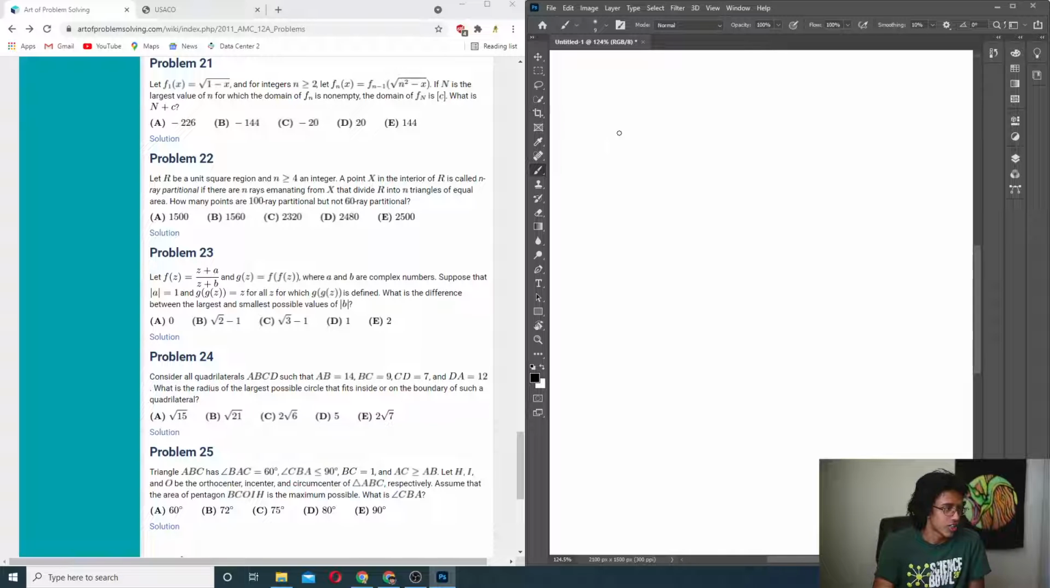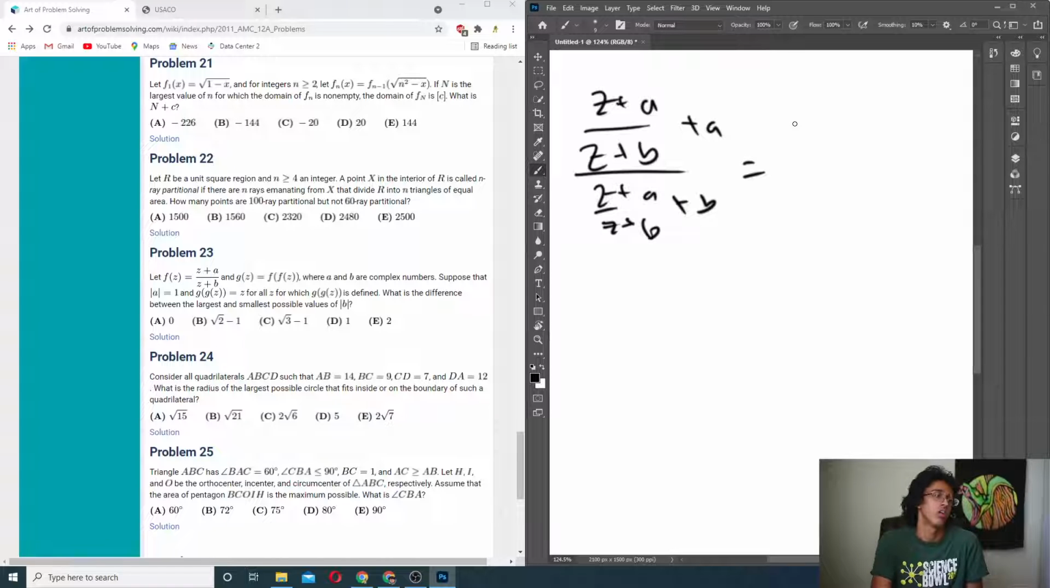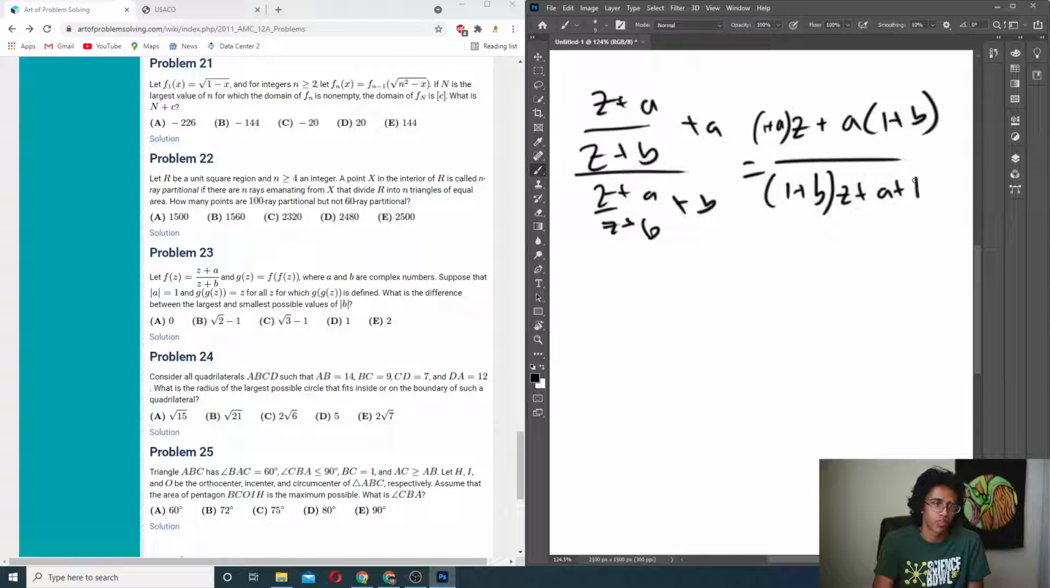So essentially we've got to find g of z first. So that's just z plus a over z plus b, plus a over z plus a over z plus b plus b, and this simplifies to z plus a times 1 plus b, or d times 1 plus a, over 1 plus b times z plus a plus b squared. Okay. That makes sense. Now the next thing we've got to do is find g of g of z, and that's going to be nasty.